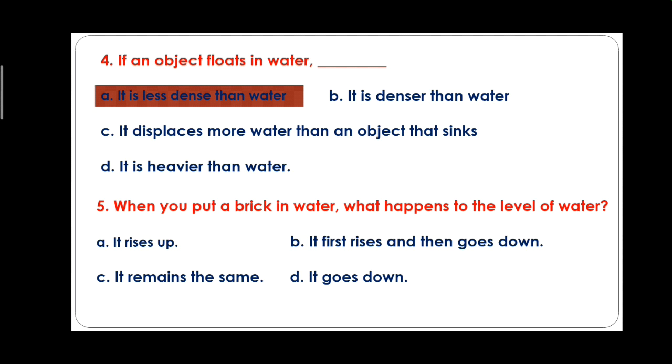Next question. When you put a brick in water, what happens to the level of water? A, it rises up. B, it first rises and then goes down. C, it remains the same. D, it goes down. Right answer is A, it rises up.